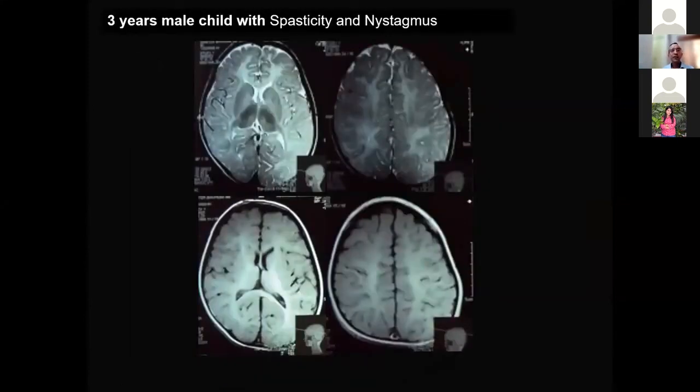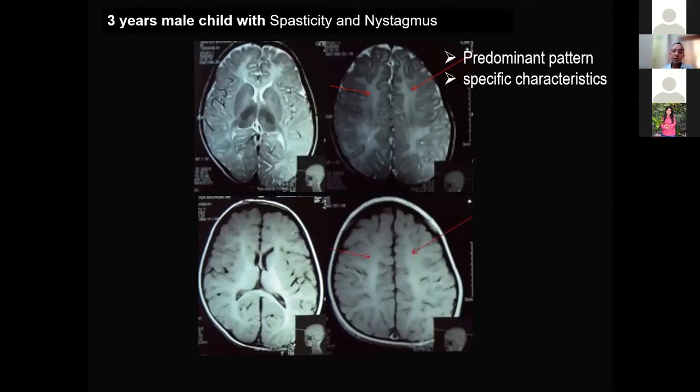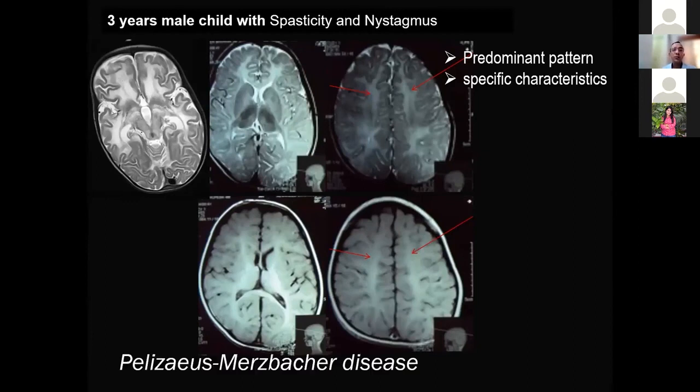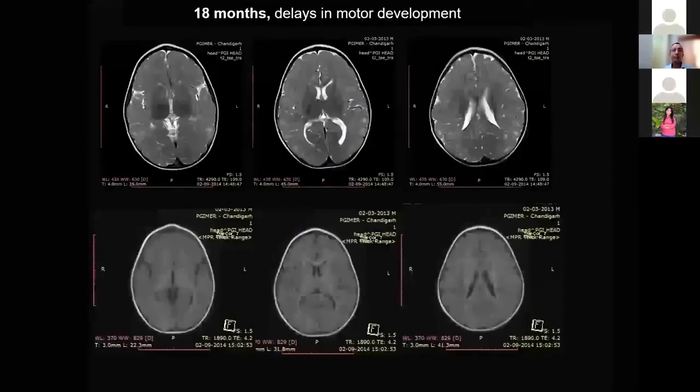Another patient, a 3-year-old male child with spasticity and nystagmus. In this case, there are diffuse changes in the bilateral cerebral hemisphere white matter. On T1, these appear almost normal. See the contrast between the T2 changes in this and the previous patient with Canavan. These are mild to moderate changes in contrast to the demyelinating diseases. So this points more towards a hypomyelinating disorder.